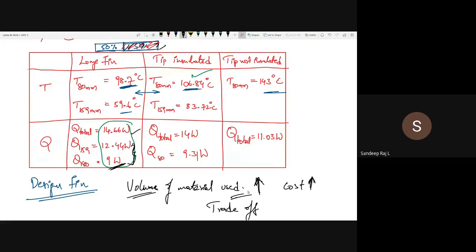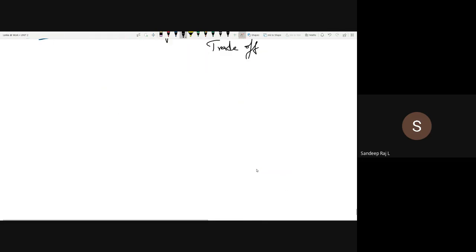Okay, let's move on. When we move on, we'll have to see something called the effectiveness of a fin. The next case we will take is the effectiveness of a fin. This is one important parameter, or a performance parameter, of a fin.